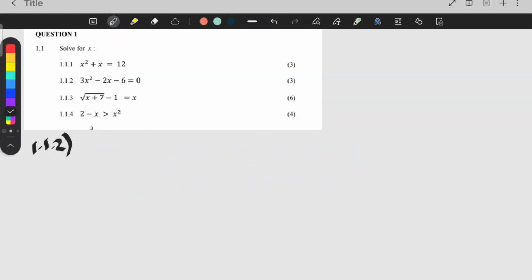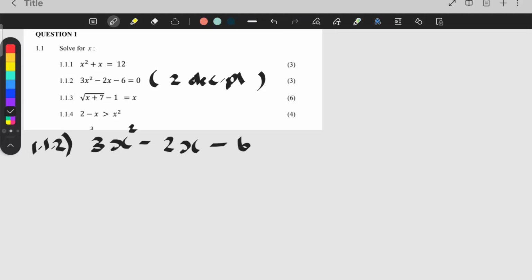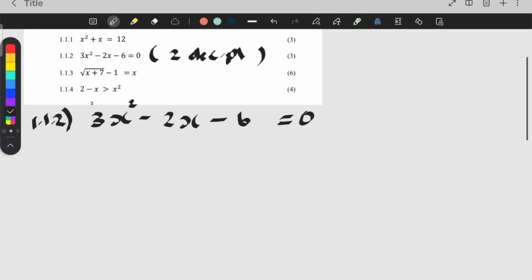Okay, let's look at question 1.1.2. Here it's solve for x again. So here the question should have said in brackets, round off to 2 decimal places, because you can't factorize this question. You can try, but you can't. So this question is already in standard form because it's equal to 0. So we are going to use the quadratic formula to solve this. So we write our formula down.